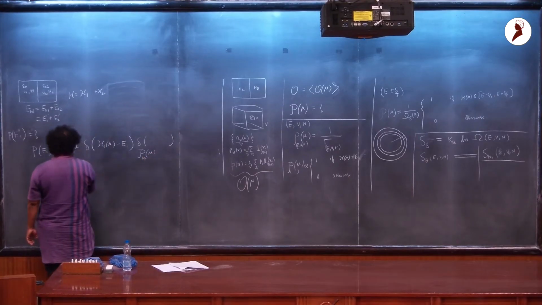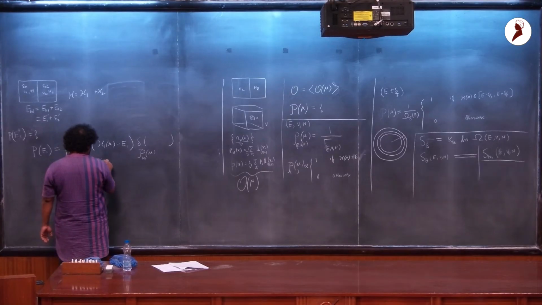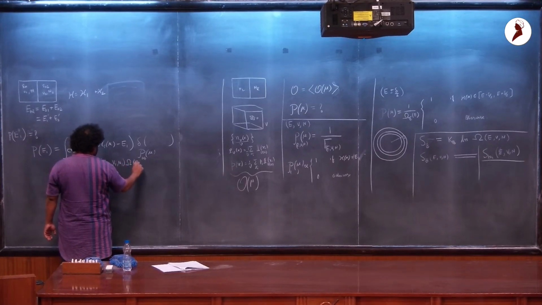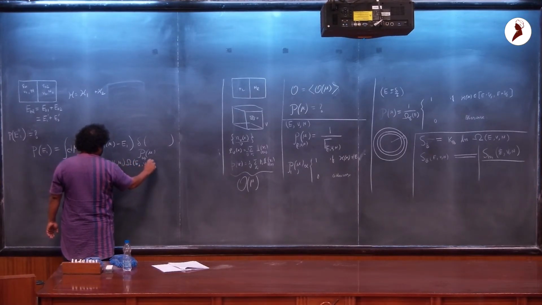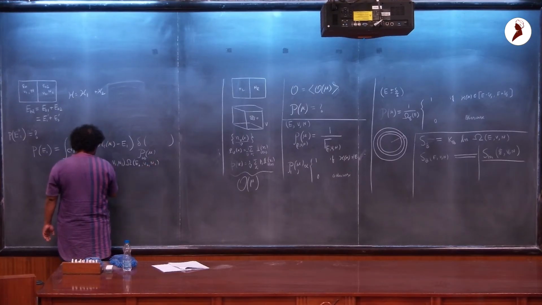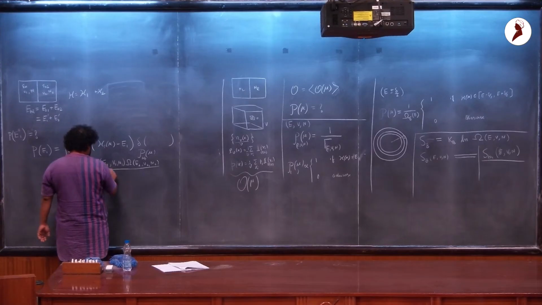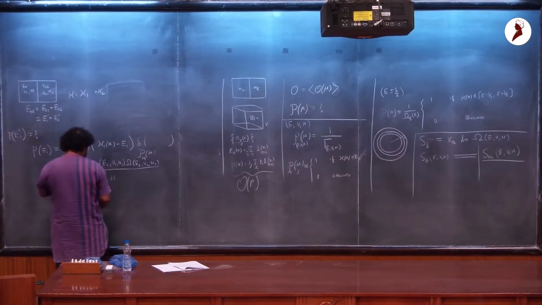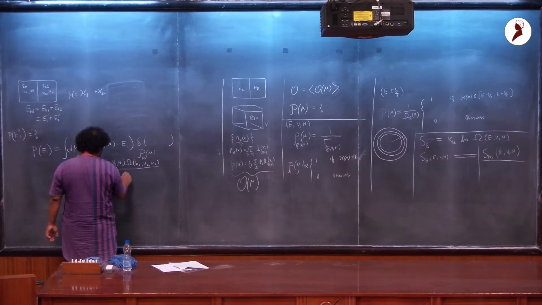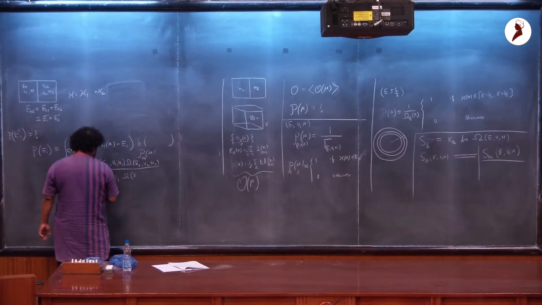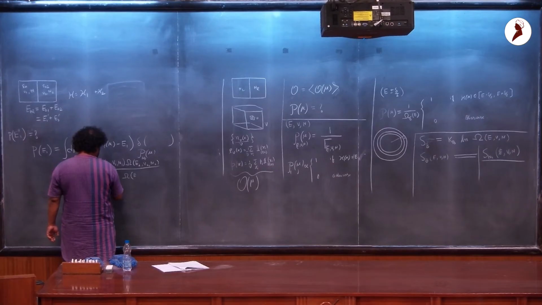And if you do that, you will see that this will be omega of the first system, E1, V1, N1, and the second system, E2, V2, N2, where E2 is E minus E1, divided by the total. And that total you can still write as this thing, right? E1, let's call it E prime.